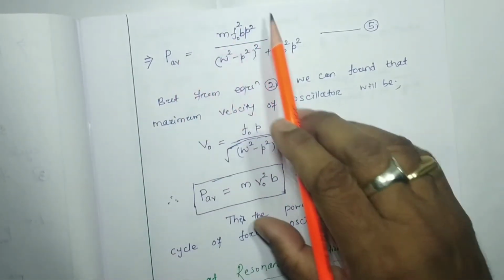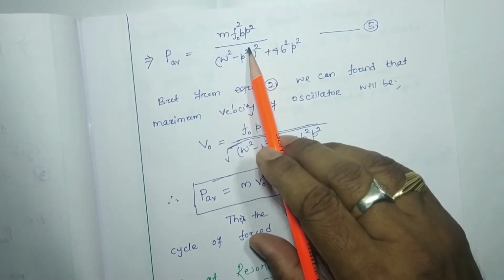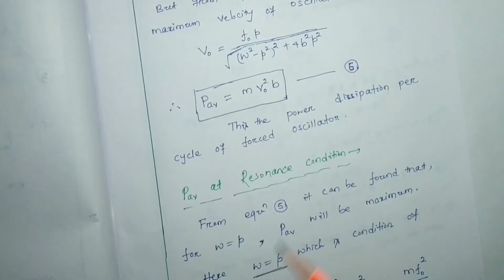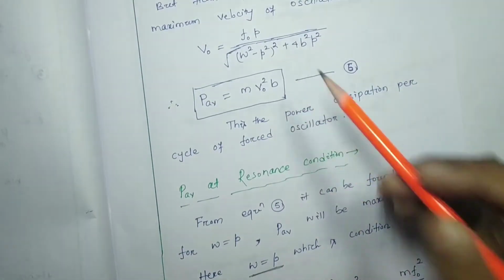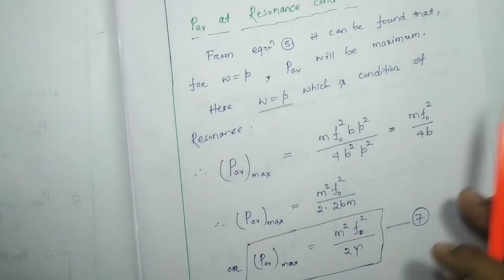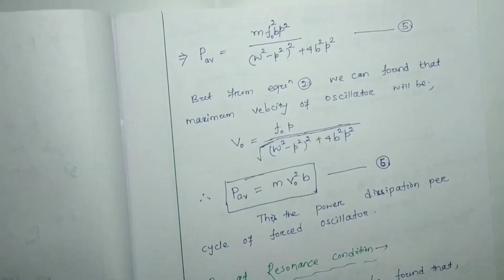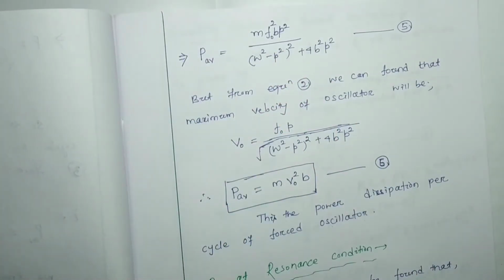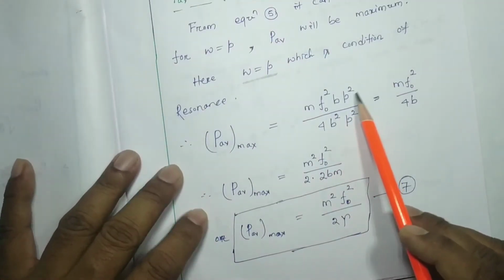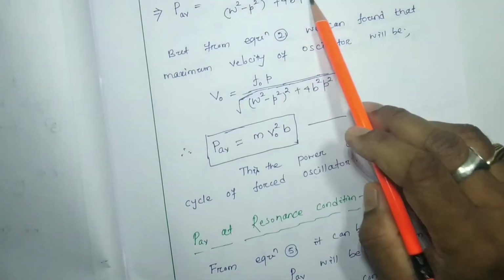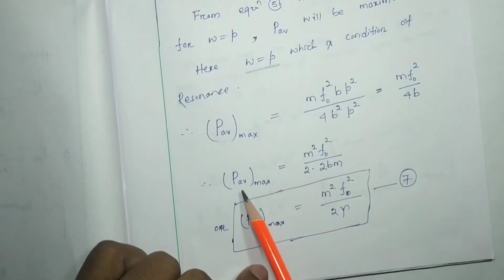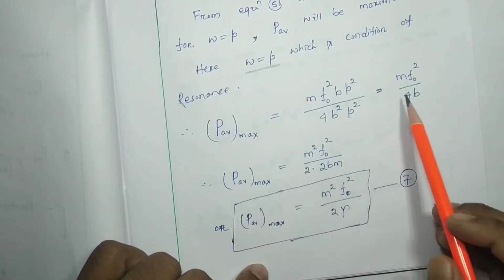So this is the general form of average power dissipation. This is one form. It can be written in another form, but at resonance condition it will be the maximum. If this term is 0, then P average maximum will be m f0 square b p square, whole divided by 4b square p square, which is equal to m f0 square by 4b.